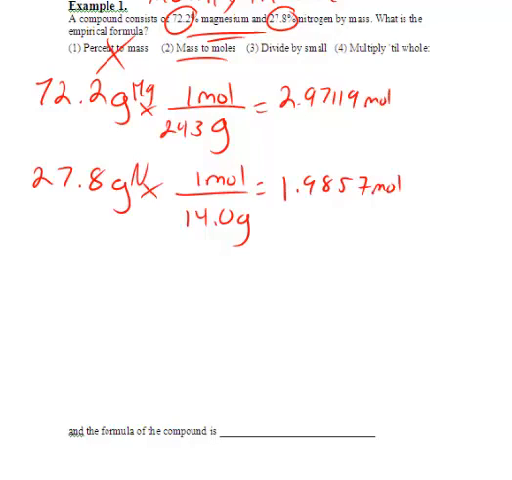We wouldn't put that down as our subscript. 2.97 isn't close enough to 3 to make it work. 1.98 isn't close enough to make it work. If it was 2.99995, sure, we could round, but you can only round if it's almost exact. So the next part was divide by the smallest one. The smallest value is this, and we do it to both.